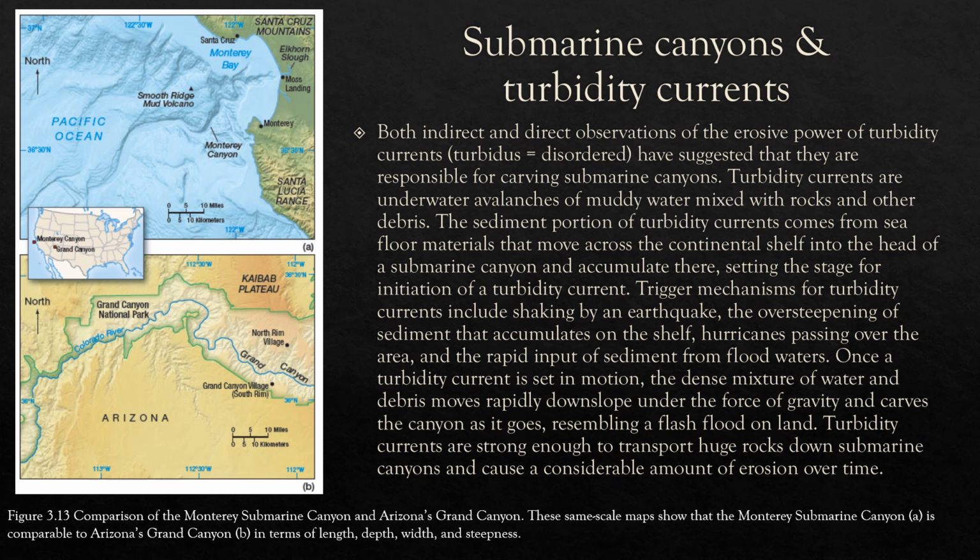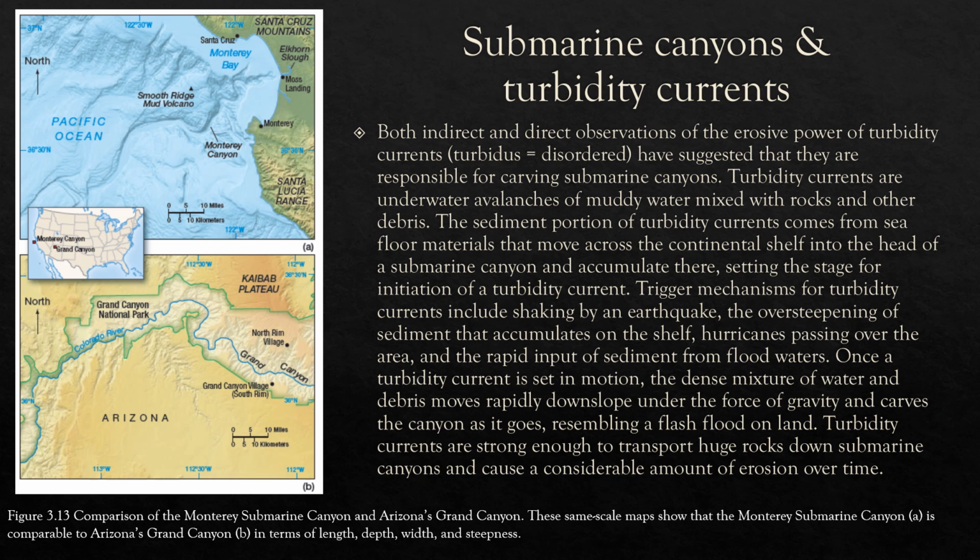So they have suggested from these observations that turbidity currents are responsible for carving submarine canyons. Turbidity currents are basically underwater avalanches of muddy water mixed with rocks and other debris. The sediment portion of turbidity currents comes from the seafloor materials that move across the continental shelf into the head of a submarine canyon and accumulate there, setting the stage for initiation of a turbidity current.